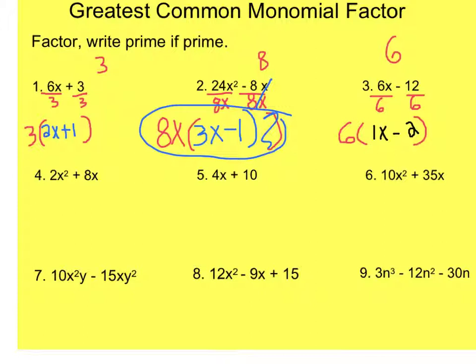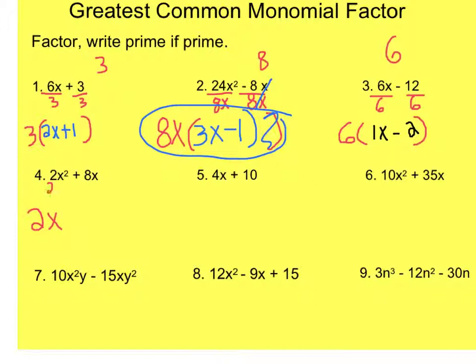Okay, let's look at this one. We have 2x squared plus 8x. Well, I know that I can divide these both by 2, so I'm going to write a 2 here. And I also know that there's an x in each of them, at least one. So the most I could take is only 1x because that's all this has to give. So I'm going to take that out.